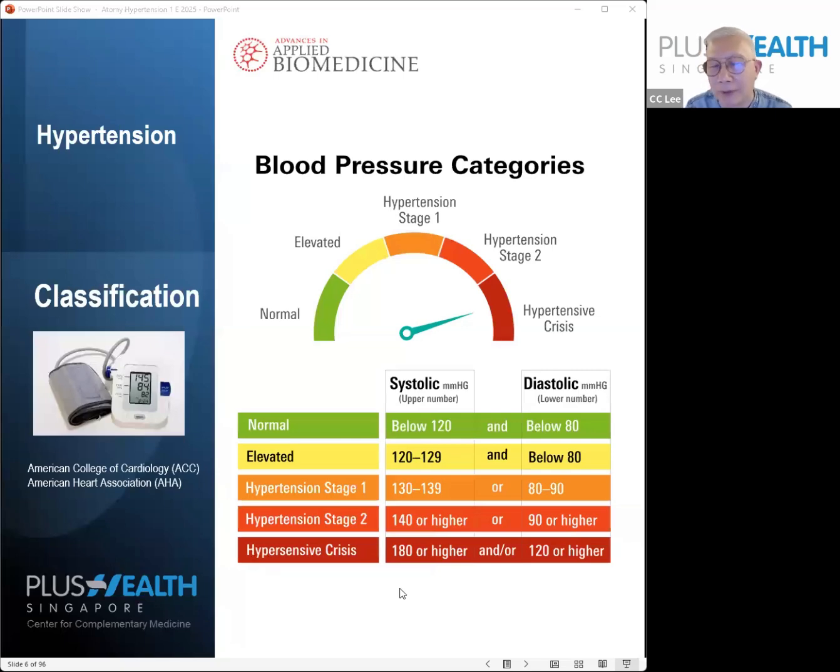Under this condition, you have a lot of acute risk of having a stroke or a heart attack. So we will talk about this in the subsequent presentations. The next presentation will be about the hypertensive crisis issue.